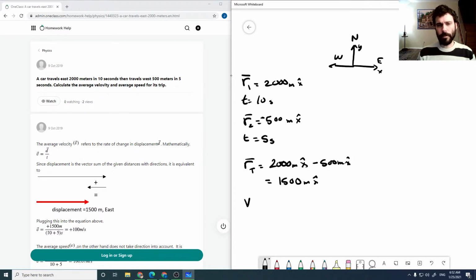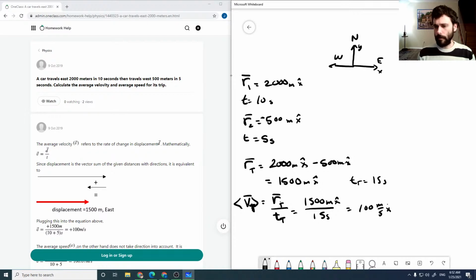So then my average velocity, I guess, is my total displacement over my total time, which is 15 seconds. So 1,500 meters over 15 seconds, which is 100 meters per second.